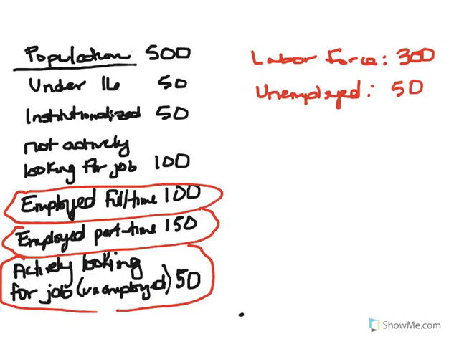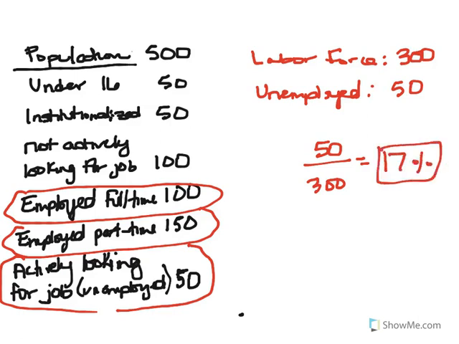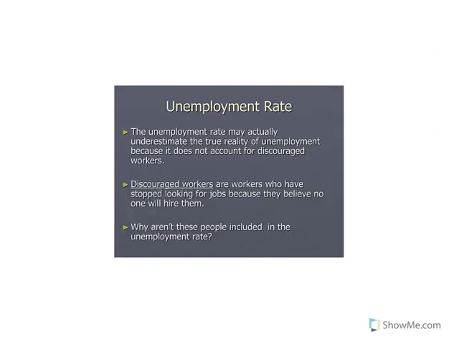So to figure out what our unemployment rate is for this society, we simply take the number of unemployed, which is 50, and divide it by the size of the labor force, which is 300, giving roughly 17%. So again, that would be the technical size of the unemployment rate as measured by the government, just by taking the number of people that are unemployed and dividing it by the labor force.